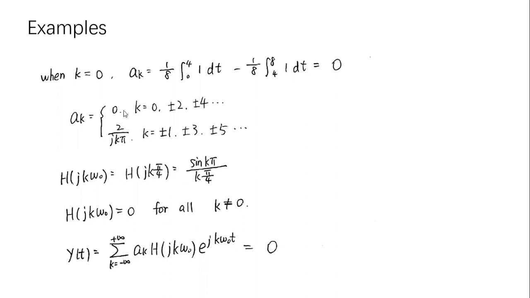But you also need to pay attention that when k is zero, ak is zero. So ak times H of jkω0 is also zero. So y of t is always zero. Maybe you can find that if we first calculate the frequency response and the ak when k is zero, you don't need to calculate the other values of ak when k is not zero, because H of jkω0 is zero. So no matter what value ak takes, it doesn't affect the final result.